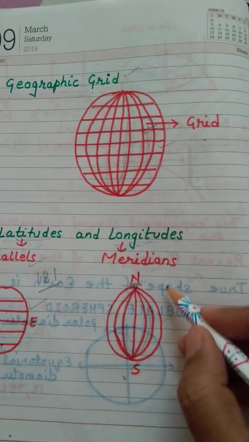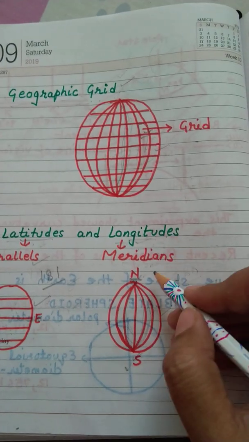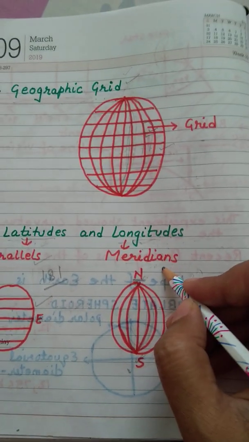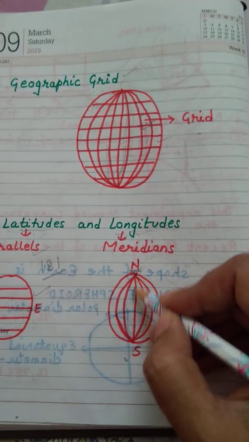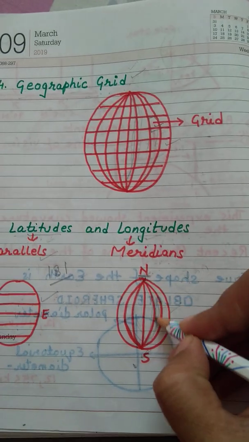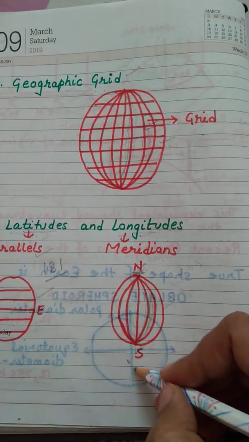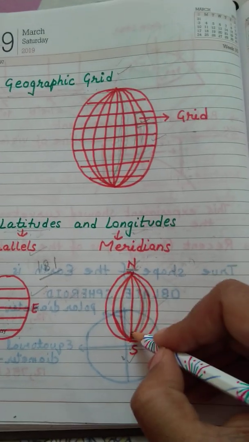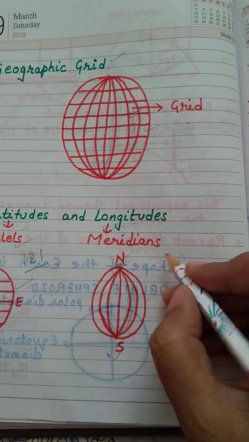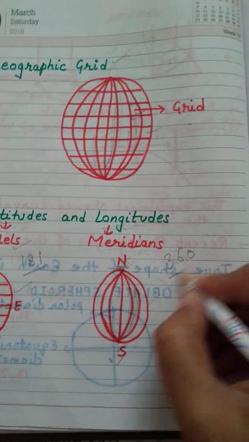On the other side, longitudes. Longitudes are the imaginary lines which run from north to south. What is meridian? Meridian is an imaginary line which runs from north to south. Other longitudes are semicircular lines which meet at the North Pole and South Pole. So these are also known as meridians. Total meridians or total longitudes are 360.